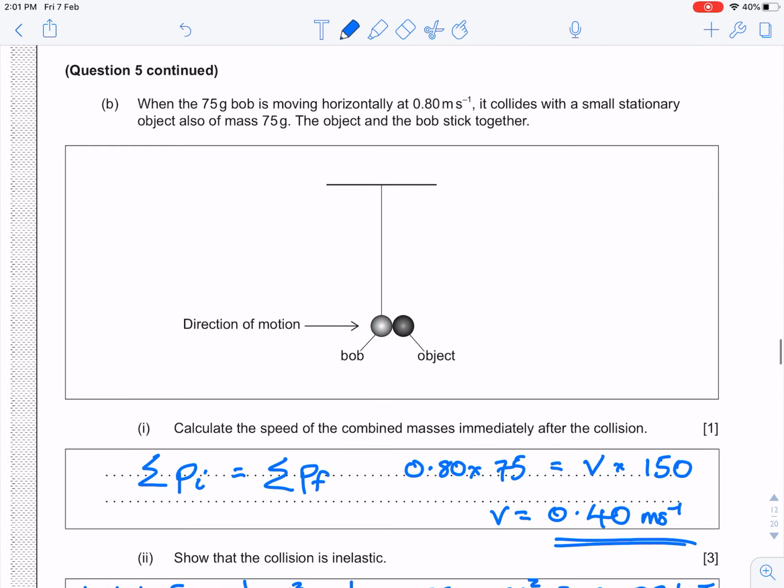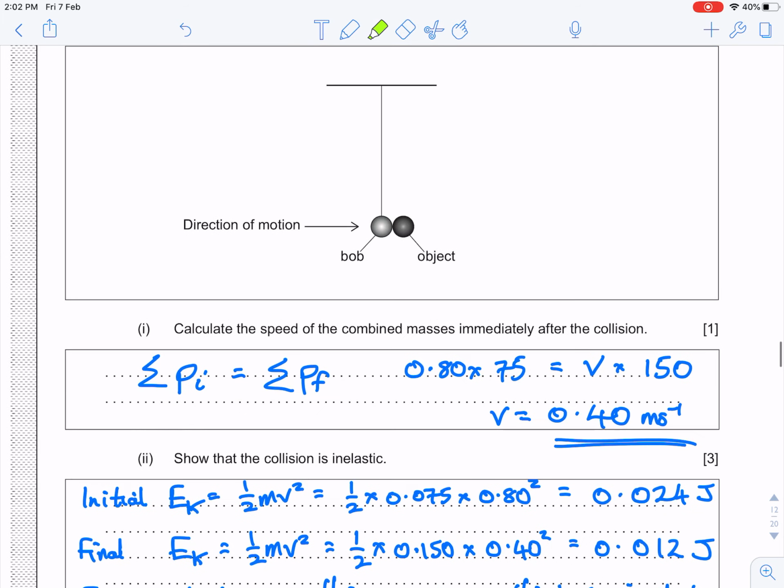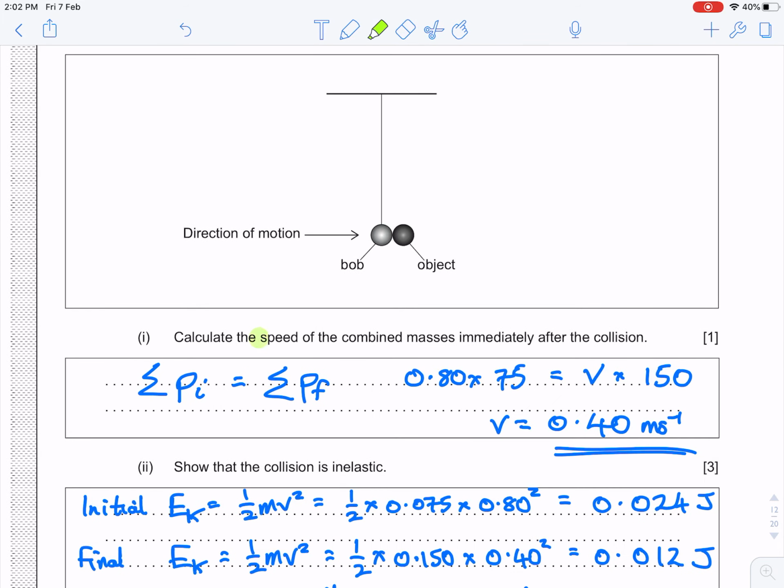Moving on to the second bit. Now the second bit of this question is to do with collisions. So let's just read it. When the 75 gram bob is moving horizontally at 0.8 meters per second, it collides with a small stationary object, also of mass 75 grams, and they stick together. So here's the diagram. And the question is, calculate the speed of the combined masses immediately after collision.